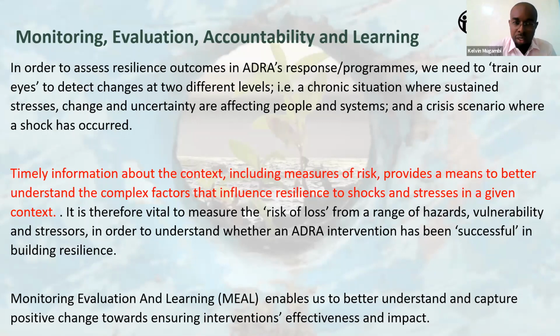In order to assess resilience outcomes in ADRA response and programs, we need to train our eyes in ways that we can detect changes at two different levels. And that's at the chronic situation where sustained stresses as well as change uncertainties are affecting people and systems. And also at the crisis scenario where a shock has occurred. So timely information about the context, and this includes measures of risk that provide a means to better understanding the complex factors that influence resilience to shocks and stresses in a given context.